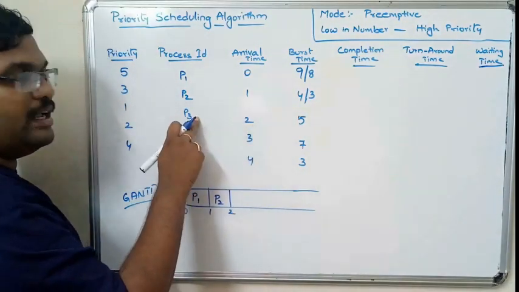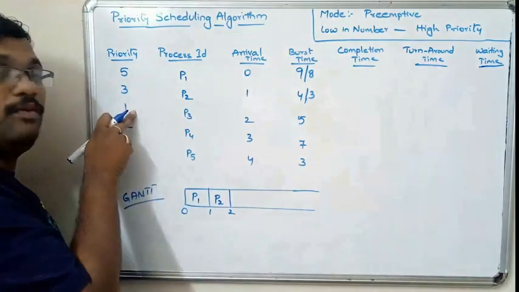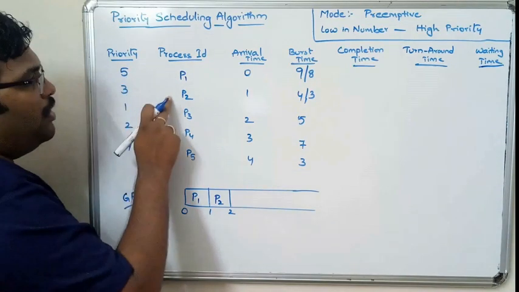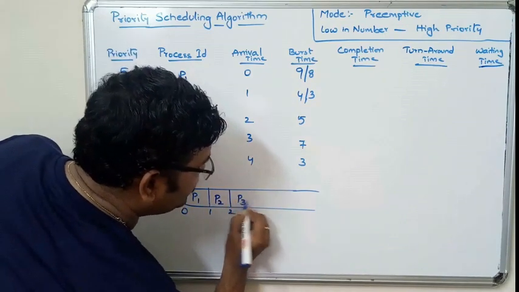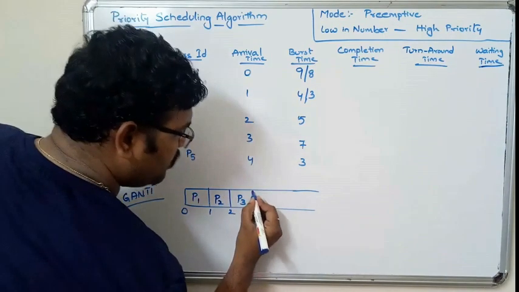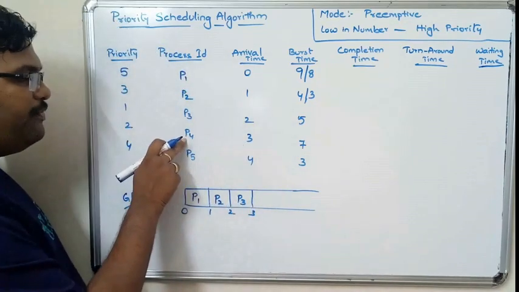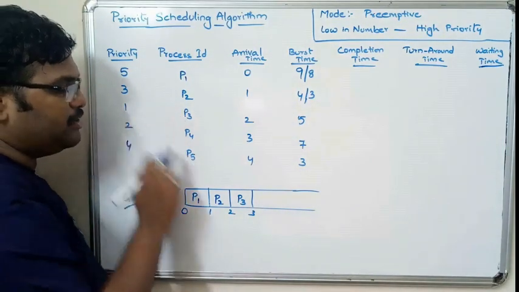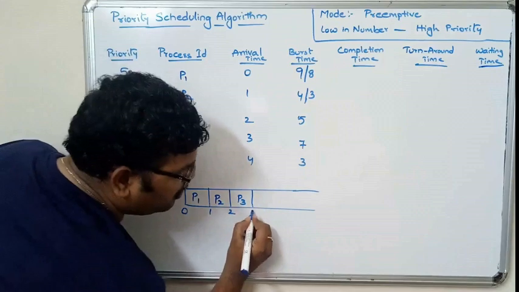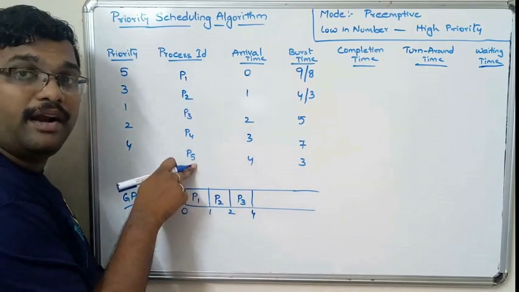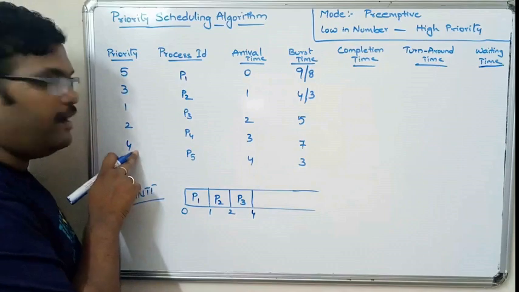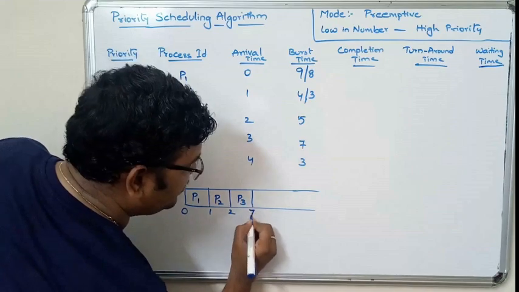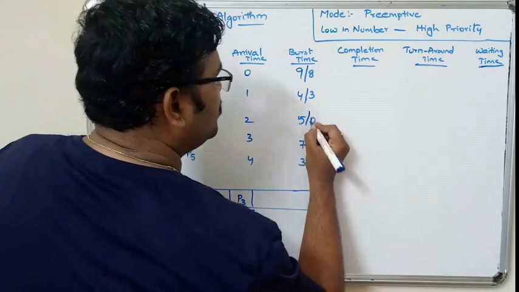Because 1 second is completed, here also 1 second is completed. Now at time 2, P3 is in the ready state, which has priority 1, that means higher priority than P2 and P1. So P3 is allocated to the CPU. At time 3, it checks P4, which has lower priority than P3. So P3 executes, and at time 4, P5 is already in the ready queue, which again has lower priority than P3. So P3 continues its execution until it completes. So 7, it becomes 0.